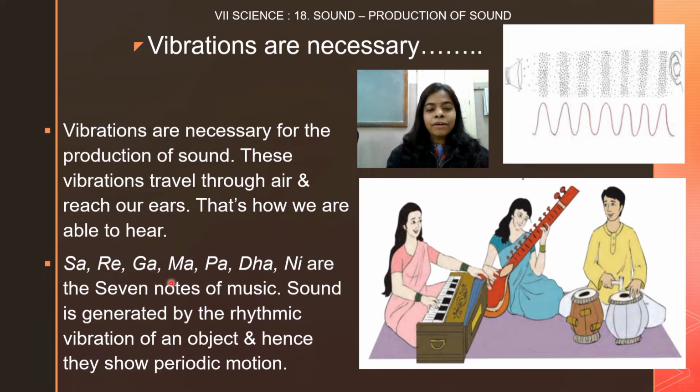Sa, re, ga, ma, pa, dha, ni. These are the 7 notes of Indian music. Sound is generated by the rhythmic vibration of an object, and hence they show periodic motion. Whenever we are playing any musical instrument, if we know the tune, if we know the rhythm, then we feel pleasant to hear the sound of the instrument. If anybody does not know the rhythm and plays the instrument anyhow, then we will not like it. We will not find it pleasant.